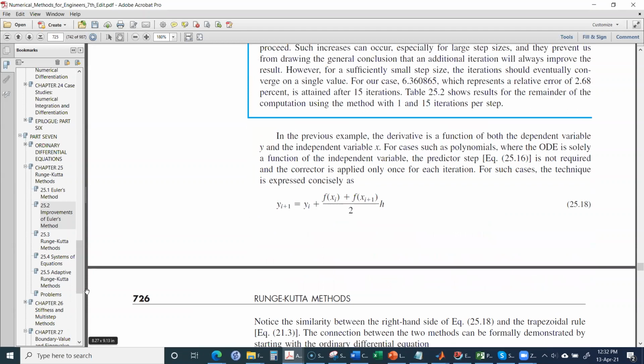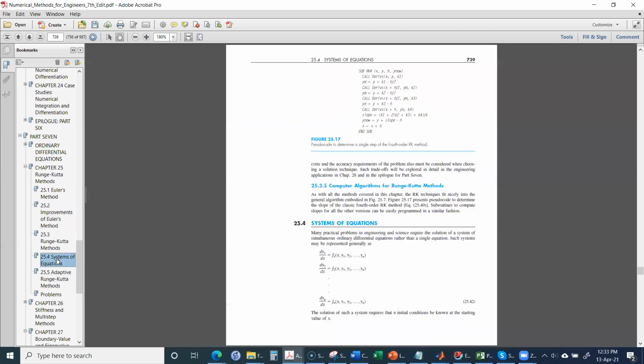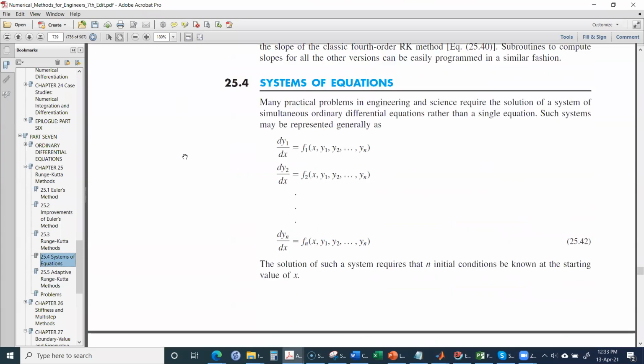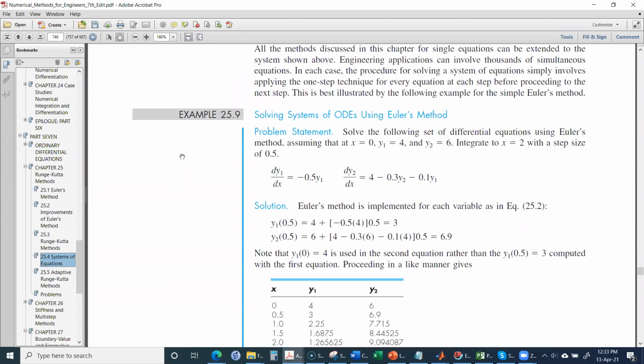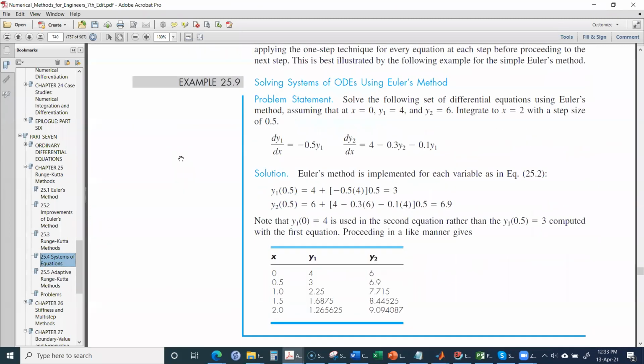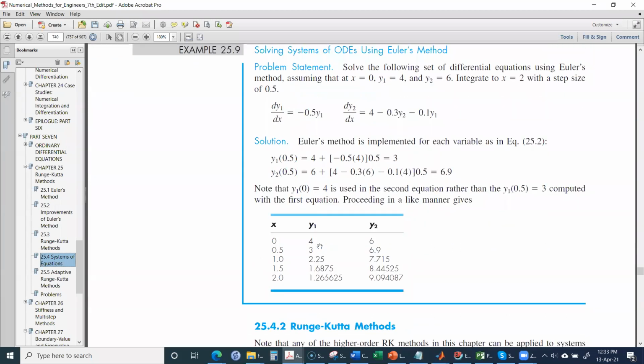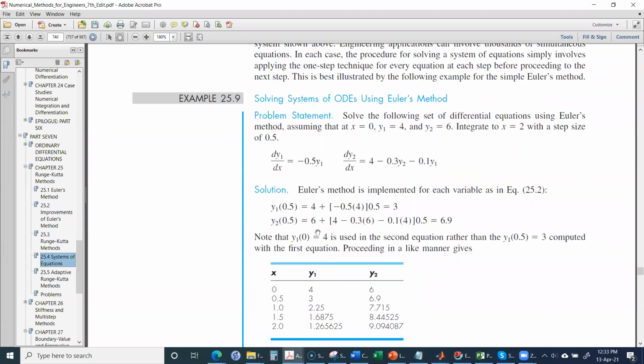Okay, so another thing is that this ODE45 we can use for a system of equations as well. So for example, if we have a system of equations like this, instead of one equation, we have two equations, then how can we use it?